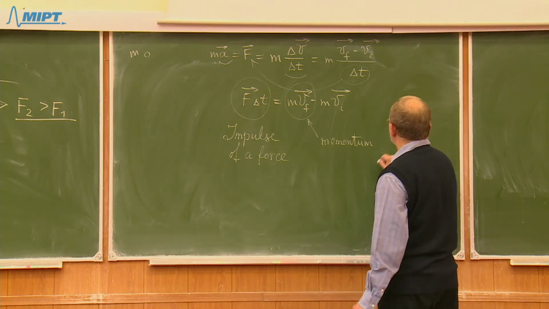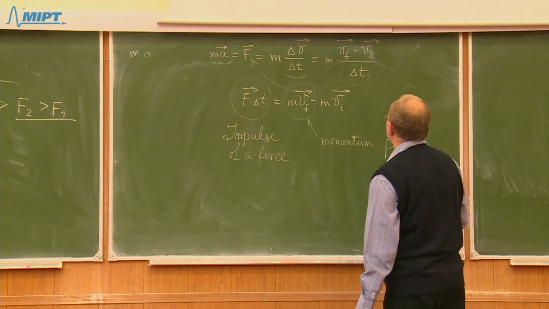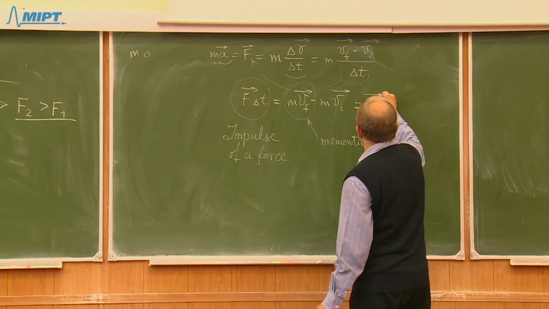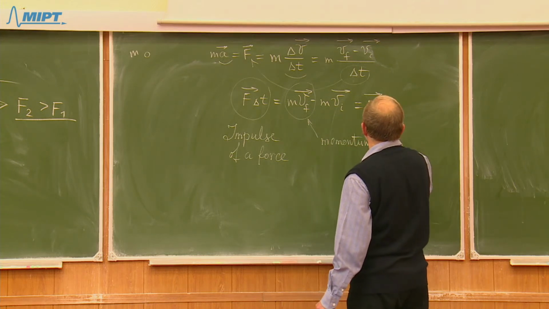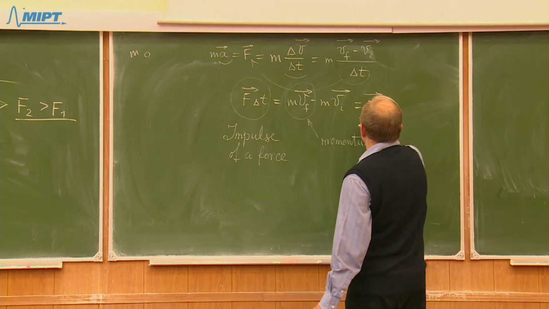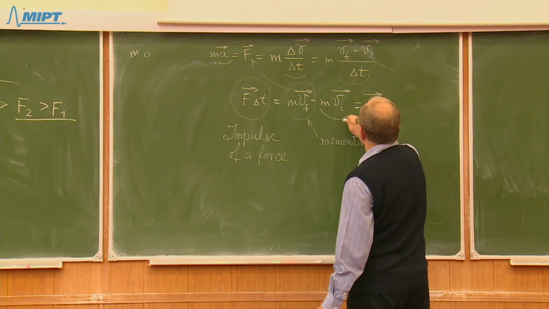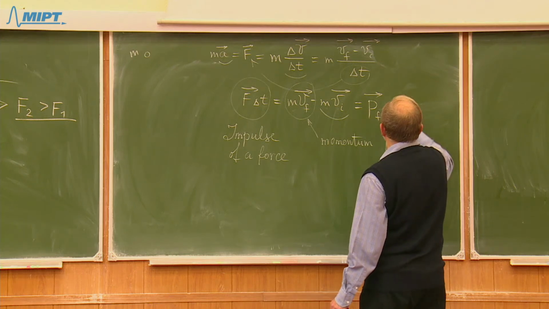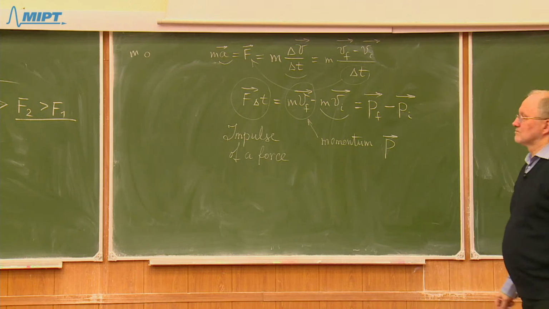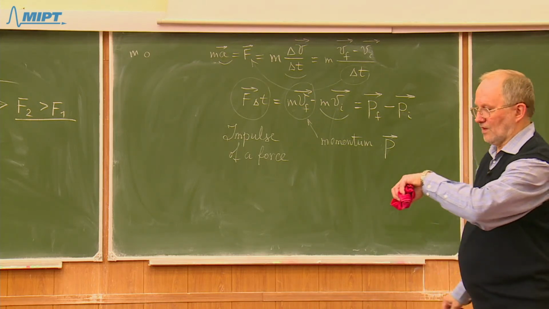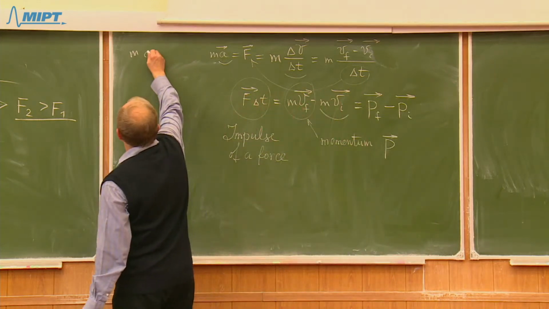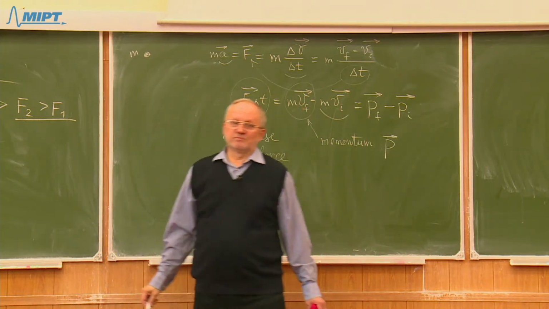Momentum is usually denoted by letter P. So this will be final momentum, vector of final momentum, mass times velocity final, and that will be the initial momentum, mass times the initial velocity, initial momentum. All this applies to a single body of mass m.